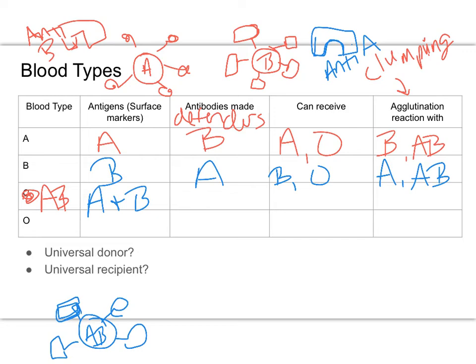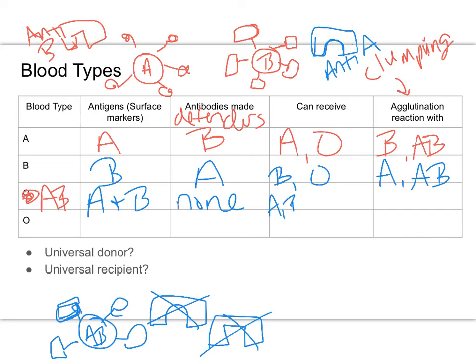Okay. My antibodies then, I'm going to make no antibodies. Because if I made A antibodies, right, I'd attack myself and that would be bad. Same where if I made B antibodies, I'd attack myself and I don't want that. So I have no defenders, meaning I can take anything. I can get A, I can get B, I can get AB, I can get O, because I have no defense. Okay? I will have an agglutination reaction with nobody. Again, because I have no defense.